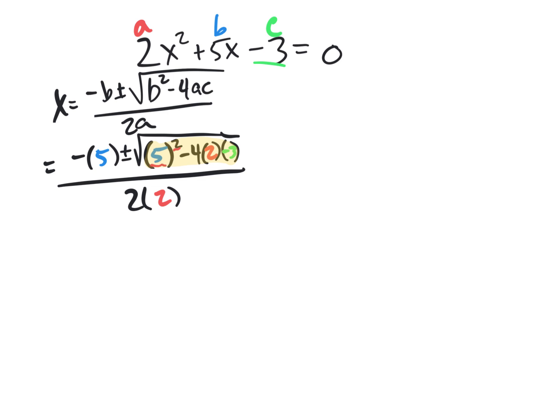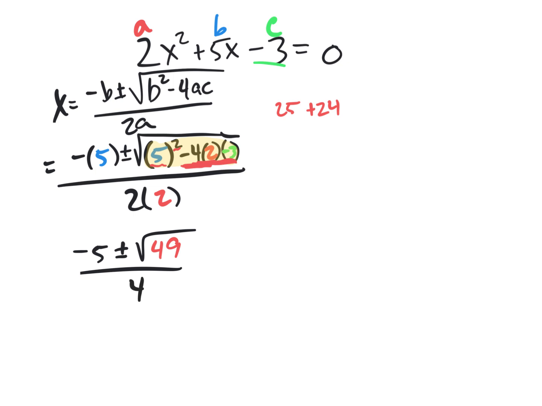5 to the second power is 25. I'm just going to write down 25 right here on the side. And then -4 times 2, that's -8. And -8 times -3 is a plus 24. So inside my square root, -5 plus or minus, inside my square root, I actually have 25 plus 24, which is 49. And it's still divided by 2 times 2, which is 4.